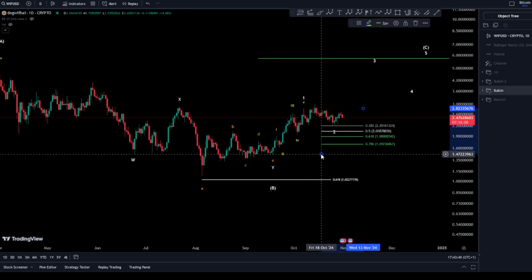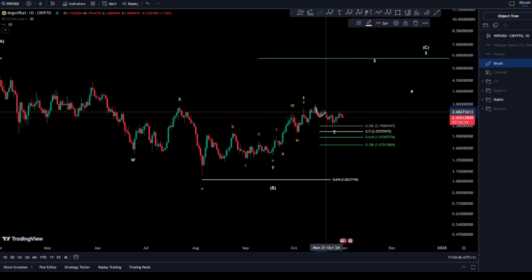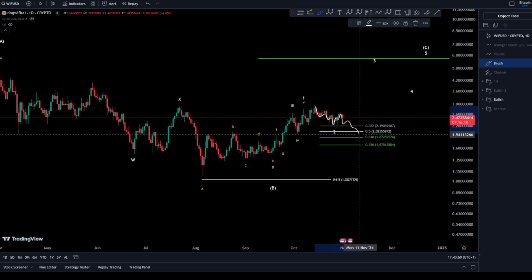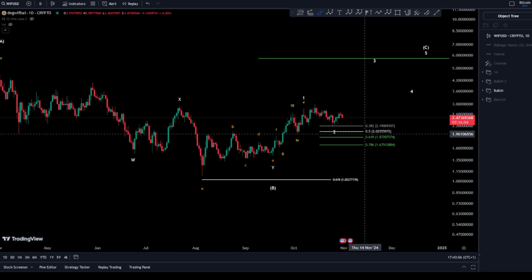Now, your wave 2 did not really reach your 0.38 fib level. However, it still can be that it might need one more low after having here 5 waves down, 3 waves up, and then 5 waves down, possibly to hit one of these fib levels and then continuation towards the upside.